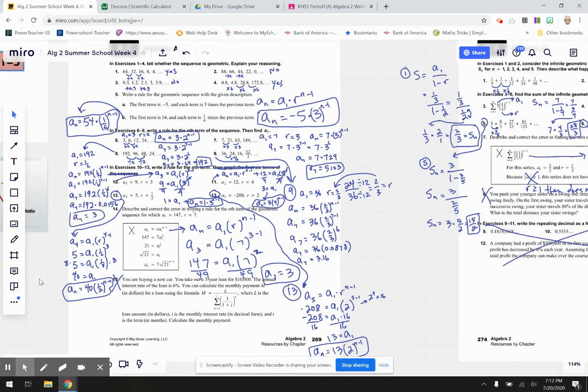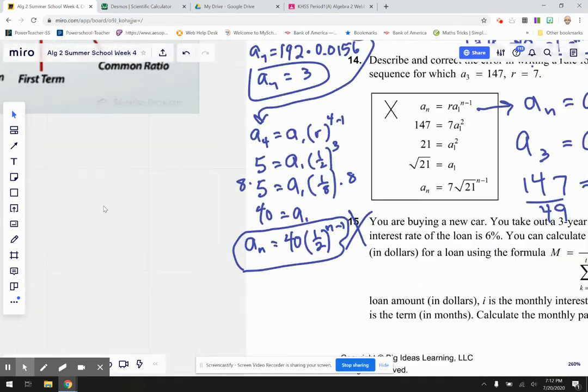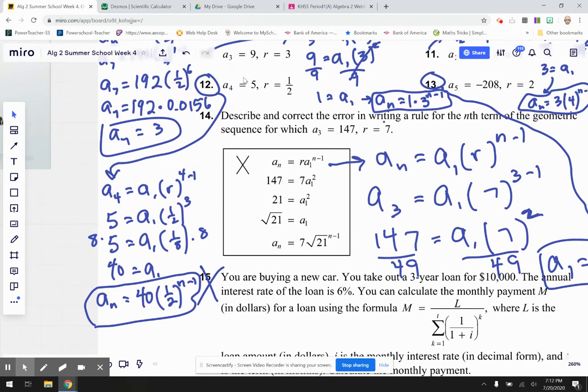Okay, 12 is on this side. Again, they're giving you A4. So that means it would be 4 minus 1 power, because n minus 1, you would plug in a 4 because the 4 is here. So 4 minus 1 is 3. A to the 4 is a 5. So we put a 5 in there for A to the 4. And we don't know A1, but we do know the ratio is a half. And I know that 1/2 times 1/2 is 1/4 times another 1/2 is 1/8.